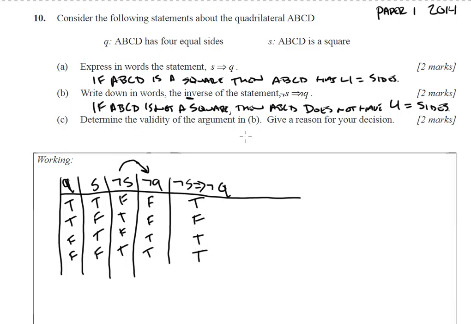If we're determining the validity here, this has to be a tautology in order for this to be valid. So I would go with not valid. And then our reason is the last column is not all trues. Okay, I think that should work out.